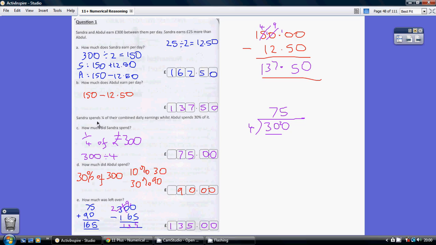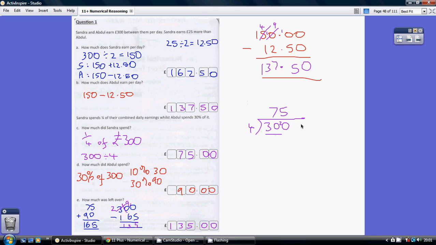Now, for part C, Sandra spends a quarter of their combined earnings, while Abdul spends 30% of it. So how much did Sandra spend? So she spends a quarter of what they earn together, the 300. So how do you work out a quarter of 300? You do 300 divided by 4.